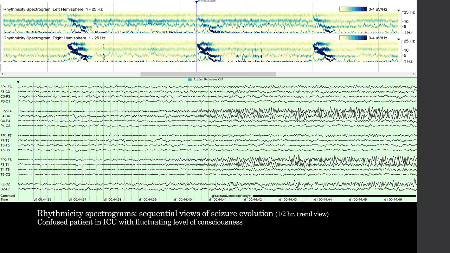Let's go ahead and step through this using our temporary layout, where we just take a subset of trends. We're just taking left and right rhythmicity from 1 to 25 hertz. Time is in our horizontal axis still, but we're showing one above the other so we can step through it. Let's go ahead and do that. We're at the leading edge of this. We can see the onset of the seizure.